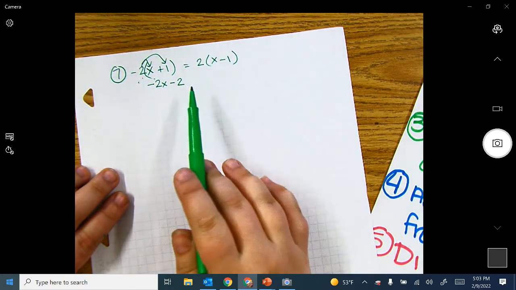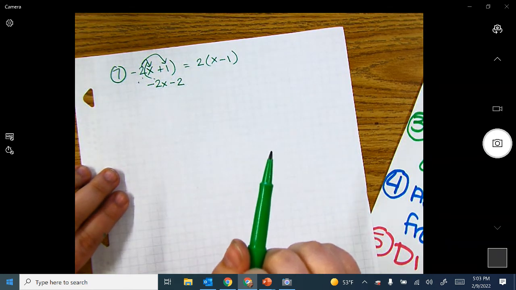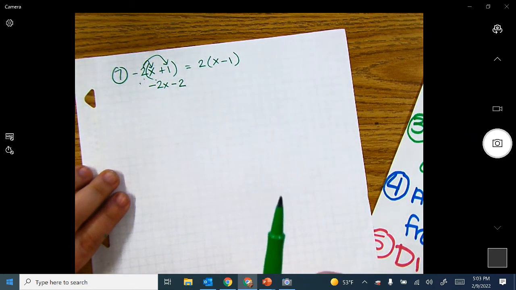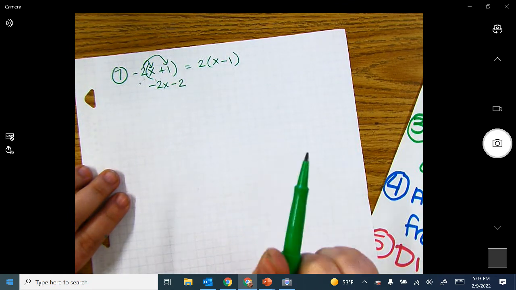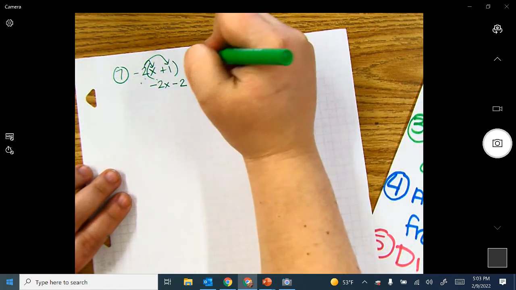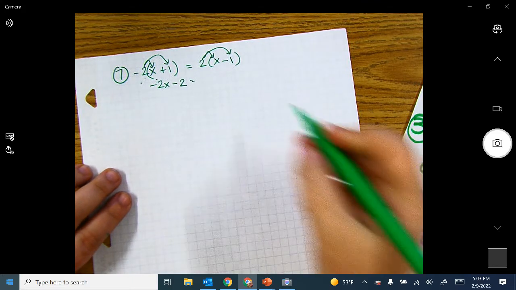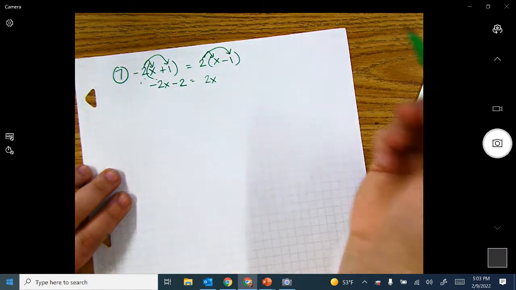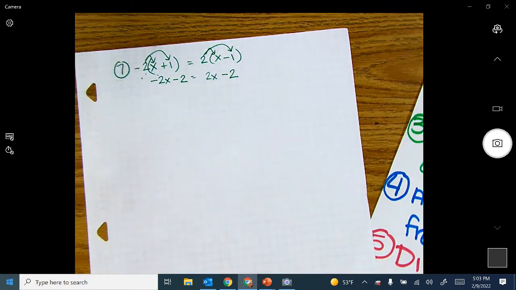Okay, notice how I said subtract 2, but I wrote -2. A lot of you guys are getting confused on the fact that that is the same thing. Okay, subtracting 2 is the same thing as adding -2. Okay, then over here, I have to do the same thing, except now it's a +2. So 2 times x gives me 2x, and then +2 times -1 gives me -2.